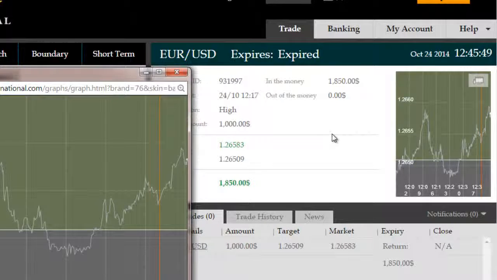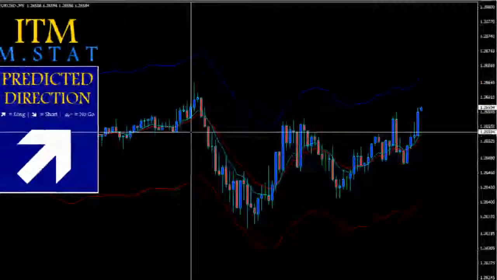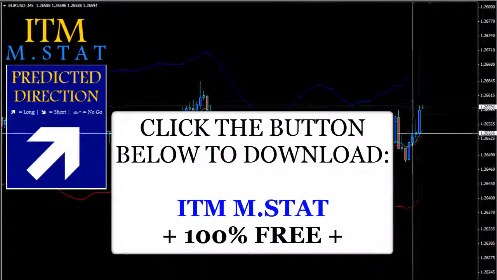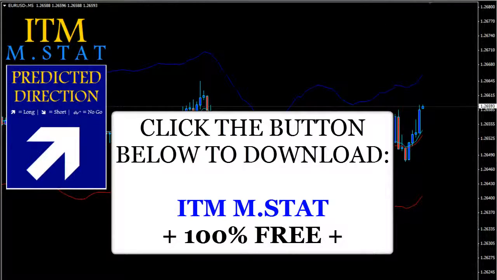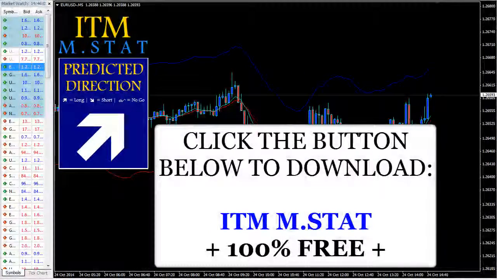So we've now expired in the money here for an $850 net return using a $1,000 investment, where the gross return was $1,850. And that is essentially how you use ITM MSTAT to your advantage in your trading.